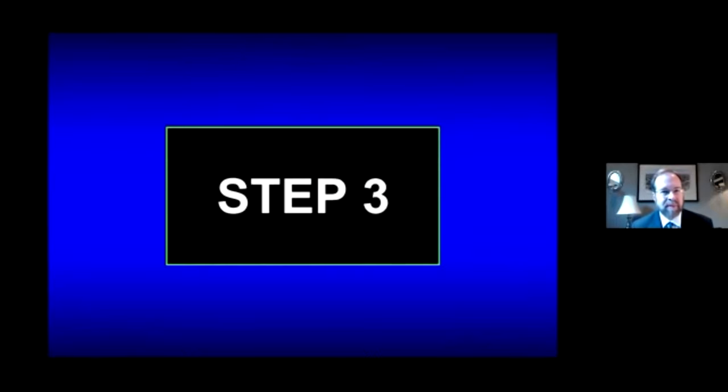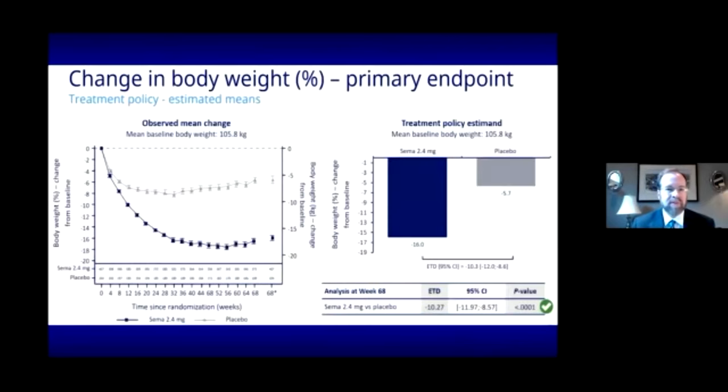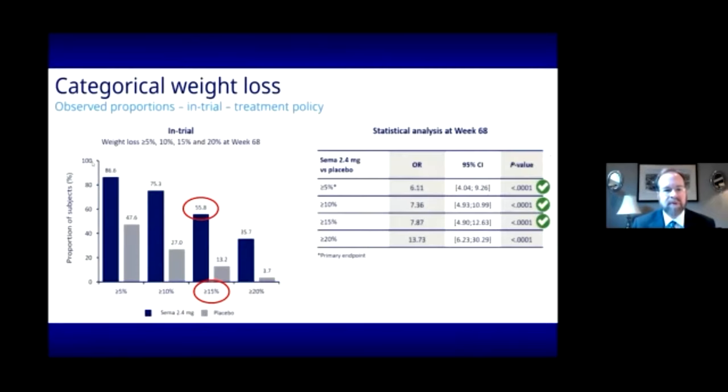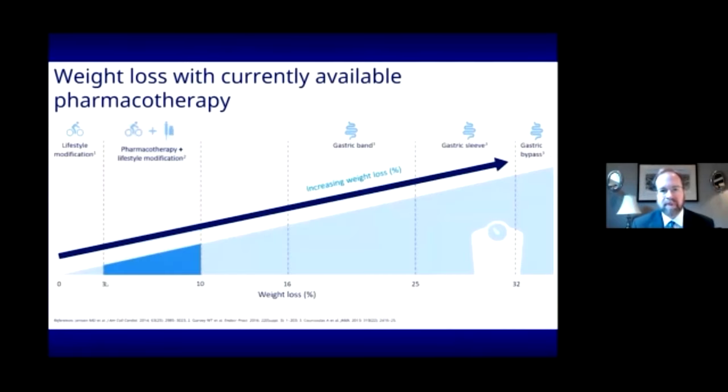Results were even a little bit better with STEP 3, which is the same kind of trial in people without diabetes, randomly allocated to placebo or semaglutide, and everybody got an intensive medical regimen, a lifestyle regimen. So the weight loss is a little bit more even now, 16% on average. Categorically, 56% of people on semaglutide achieved at least 15% of body weight loss, and 36% achieved at least 20% body weight loss. So finally, we've got something that fills what we call the therapeutic gap.